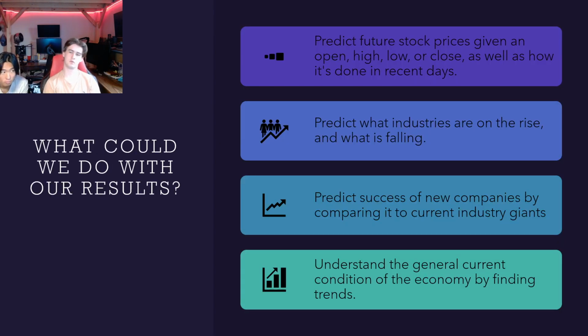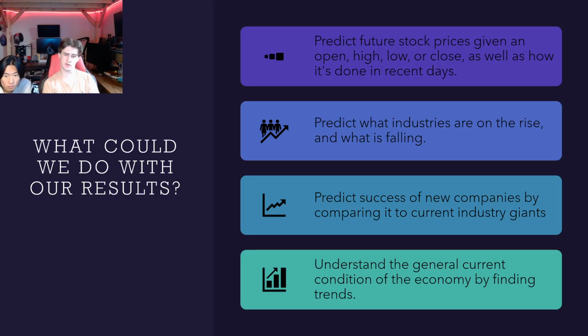And now, what could we actually do with the results we got? So obviously, we can predict future stock prices given an open, high, low, close, and multiple other factors. Basically, a good model for that was regression. That was really high accuracy, and it was just predicting closing market prices every day.